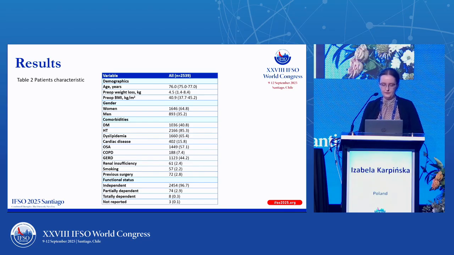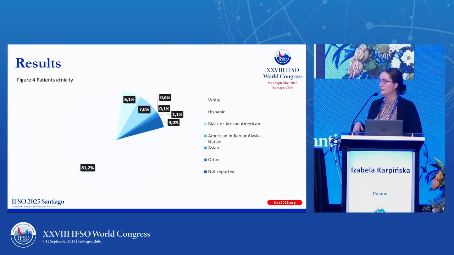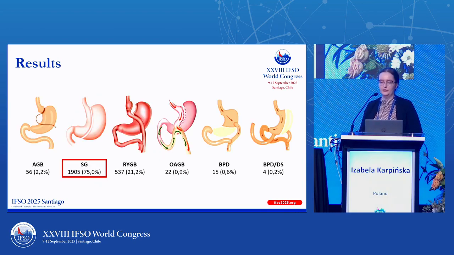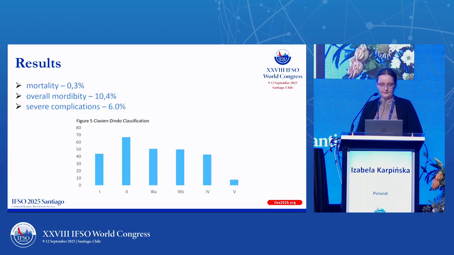As you can see from this graph about the ethnicity, the majority of our cohort was represented by the white race, and the most popular bariatric procedure performed was sleeve gastrectomy, followed by Roux-en-Y gastric bypass. And the overall mortality was documented at 0.3%. Overall morbidity reached 10.4%, whereas severe complications occurred in around 6% of analyzed patients.